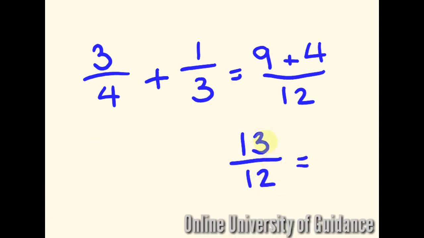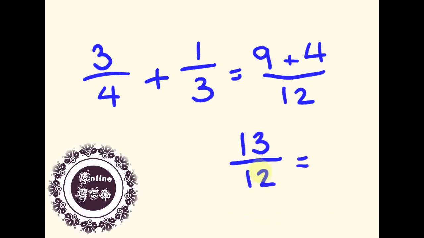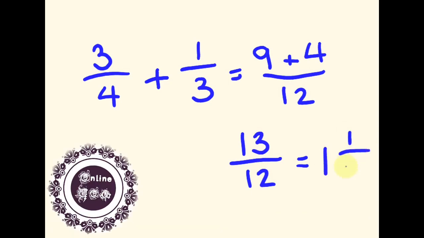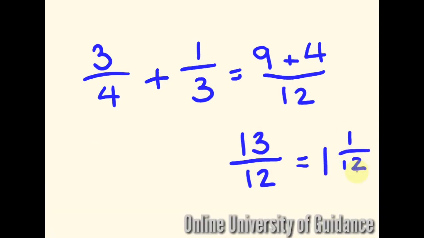That we can simplify further because we have this number here is bigger than this number. And then, so we divide 12 into 13. 12 goes into 13 once. 1 remainder. 1 over 12.